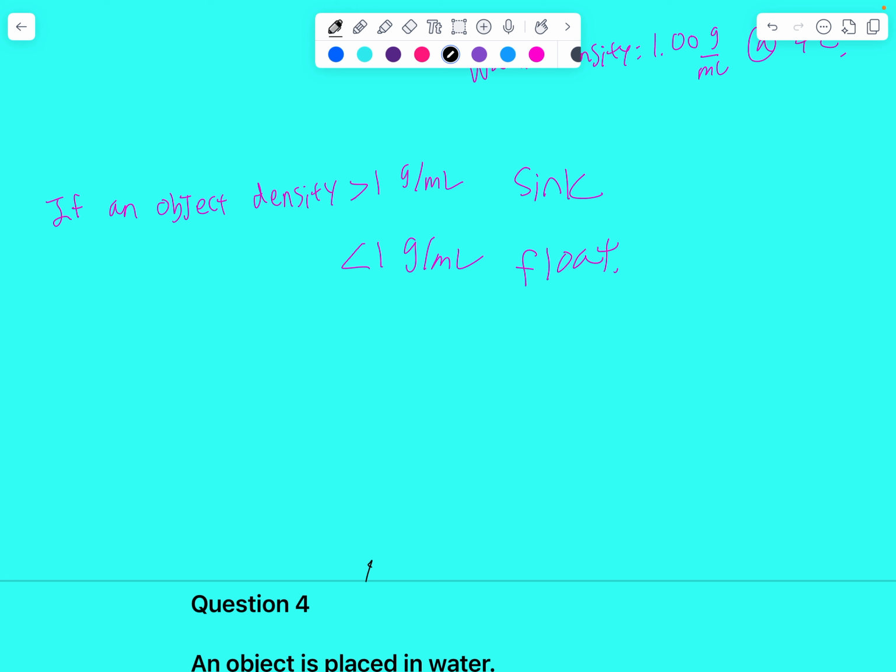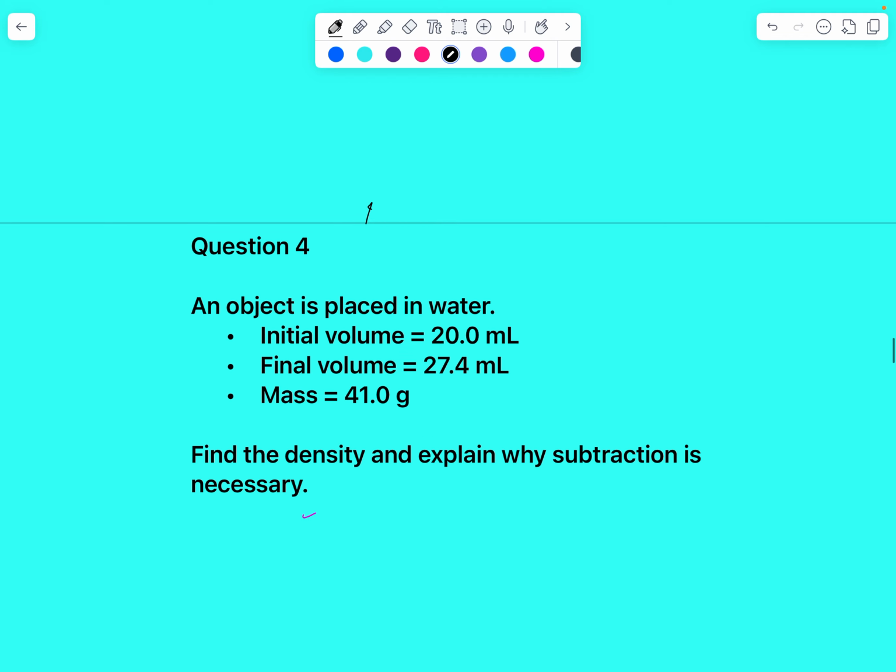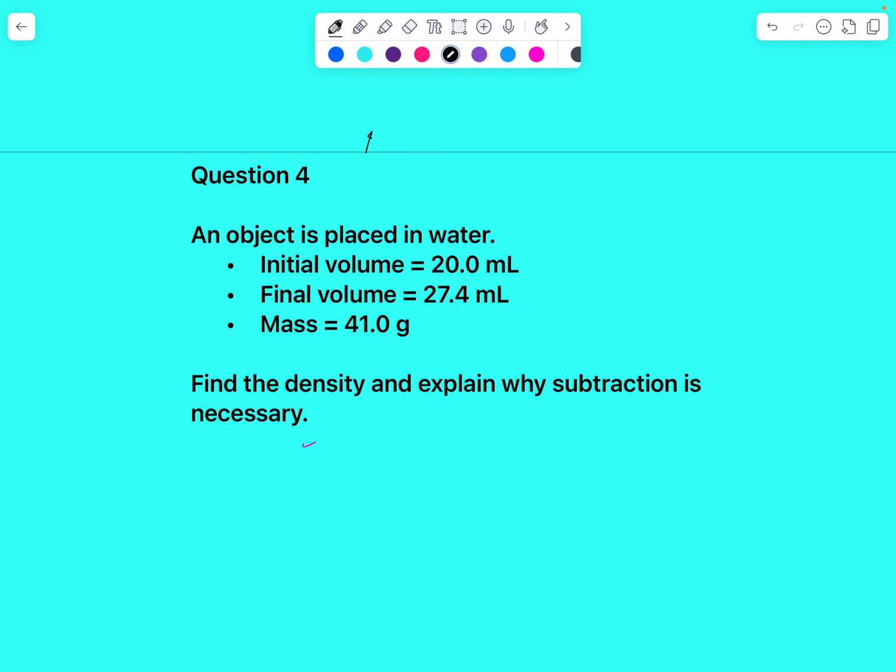Now, we're going to move on to water displacement. Displacement works because matter occupies space. If an object enters water, it pushes water out of the way. So let's take a look at this. An object is placed in water. The initial volume is 20. Final volume is 27.4. The mass is 41 grams. Find the density and explain why subtraction is necessary.